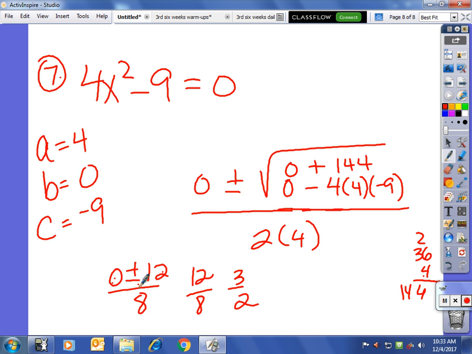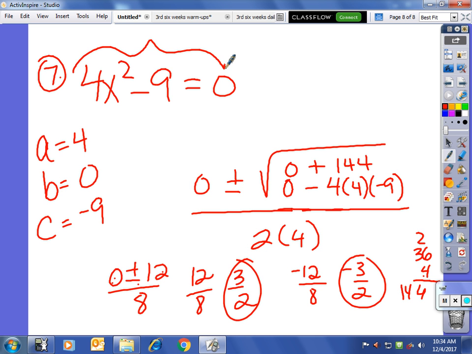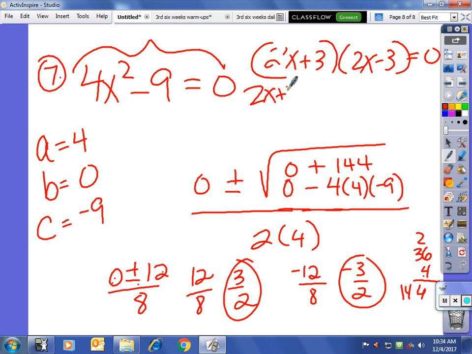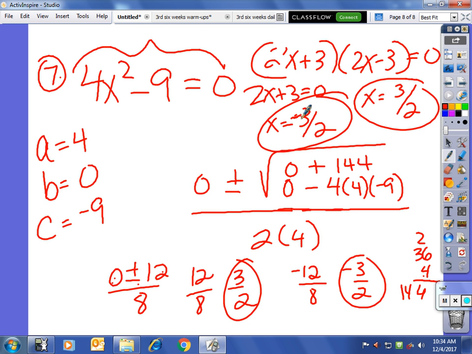All right, what's 0 minus 12? No. -12. And -12 over 8 is -3 over 2. So we got positive 3 over 2 and -3 over 2. Now, if I was letting you, we could have just factored this. This factors into 2x plus 3, 2x minus 3, and look how we're going to get the same answers. If 2x plus 3 is 0, you would get negative 3 over 2. Here you would get positive 3 over 2. So do we get the same answers? Absolutely. But today you're practicing quadratic formula.